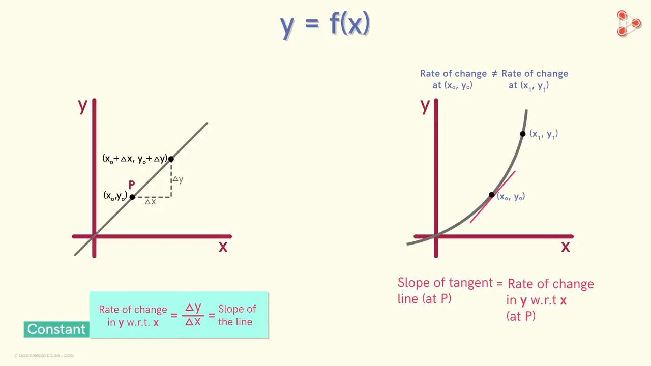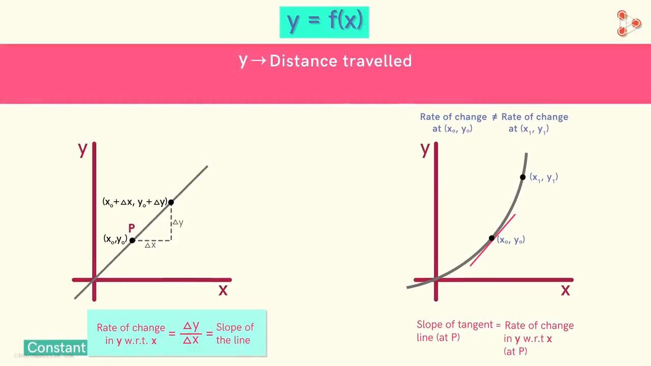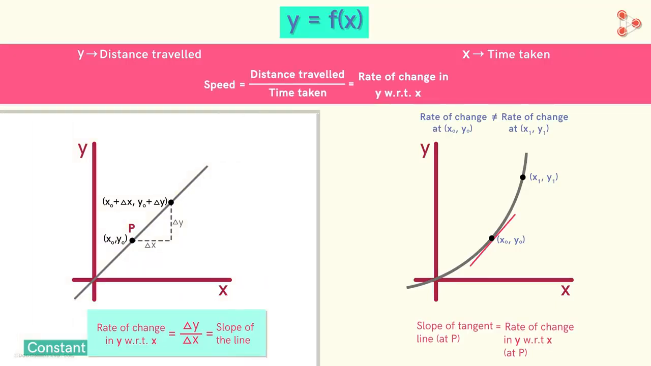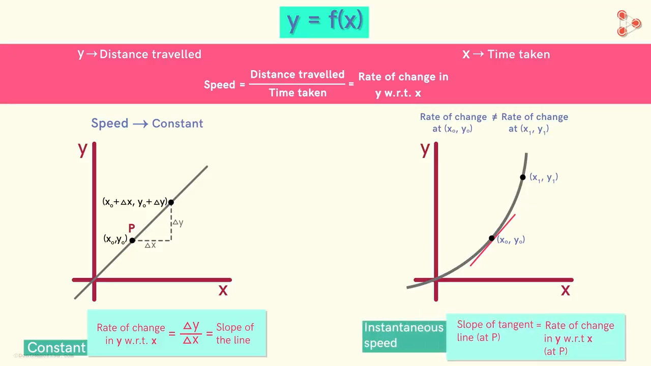Now let's look at an example to understand this. Let's say in this function, y is the distance travelled by an object in motion, and x is the time taken for the distance travelled. Then the rate of change in y with respect to x will be equal to the speed of the object. In the first case, we know that the rate of change is constant. So the speed of the object will be constant throughout its motion. While in the second case, the rate of change is not constant. So here, this rate will tell us the instantaneous speed of the object. For this reason, the rate of change for a function at a particular value of x, x0, is called the instantaneous rate of change at x0.